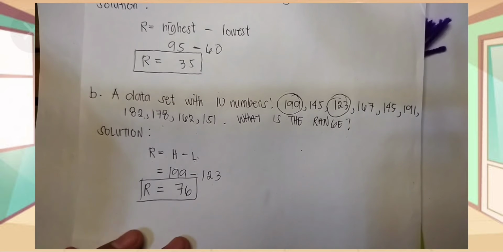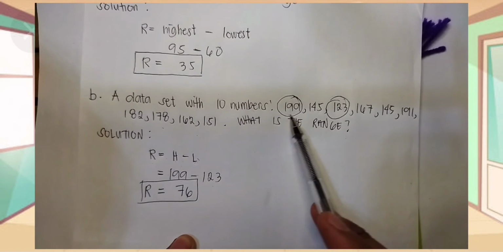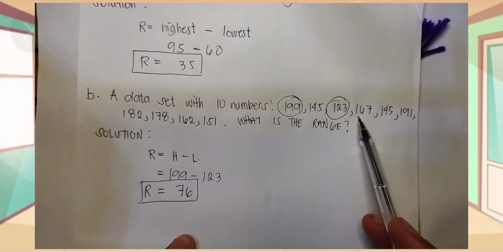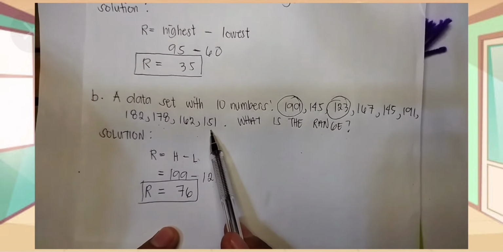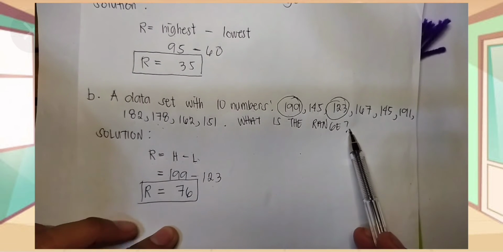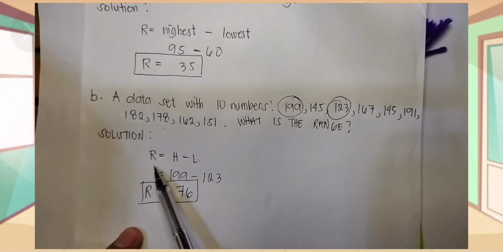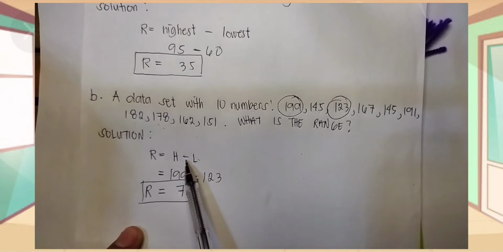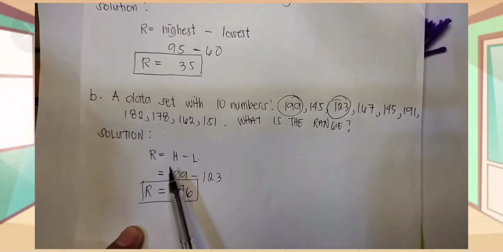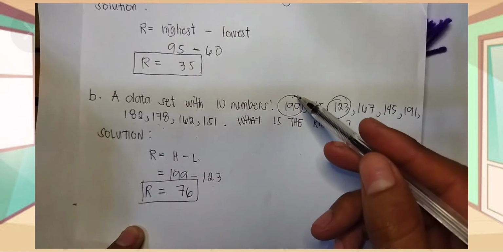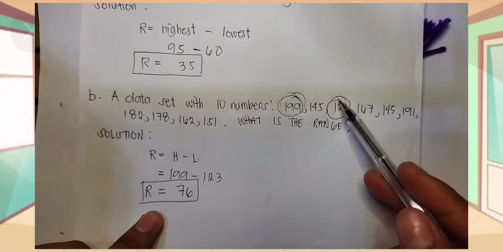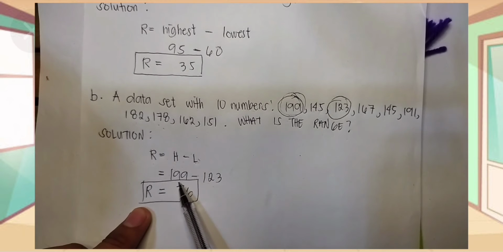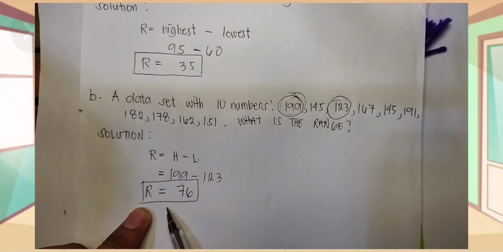So, here's the second example. A data set with 10 numbers: 199, 145, 123, 167, 145, 191, 182, 178, 162, and 151. So, what is the range? Here's the solution. First, we must follow the given formula. The range is equal to the highest minus lowest. The highest number is 199. Copy the 199 minus the lowest number, which is 123. So, 199 minus 123 is equal to 76. Therefore, our range is 76.